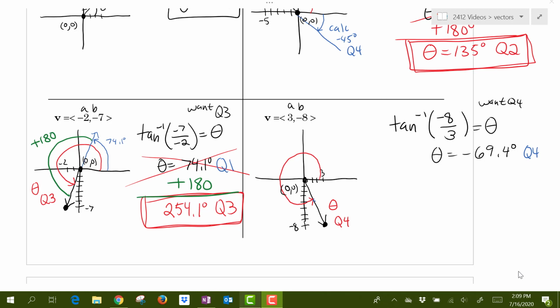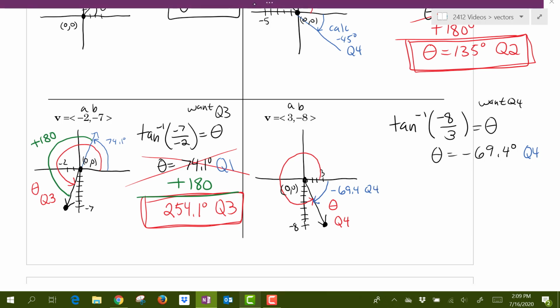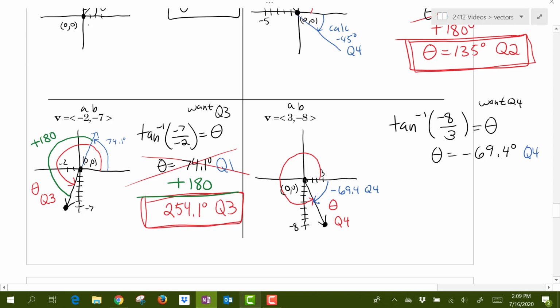If we started at the positive x-axis and rotated in the negative direction, 69.4 degrees, then we would stay in quadrant 4. So it is a quadrant 4 solution, so it is a valid solution. The restriction on theta is that it must be measured from the positive x-axis. As long as it's measured from the positive x-axis, then the solution is fine. So we can put a box around that solution.